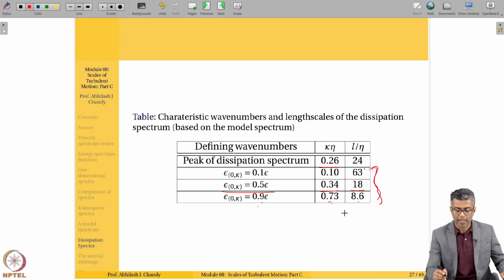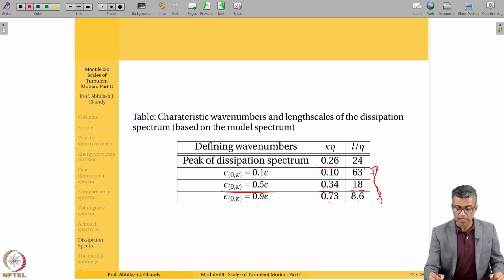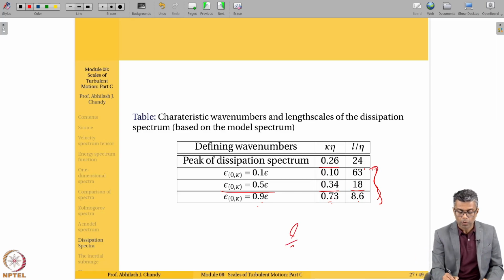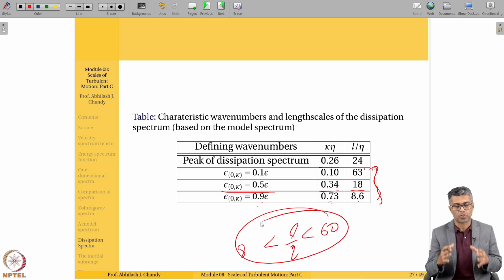But what we had realized is that 10% to 90%, so that is 80% of the dissipation, occurs between 60 eta approximately and 8 eta approximately. So when L over eta is less than 60 and greater than 8, this is where the dissipation is concentrated. So that's 80% of the dissipation. We are ignoring 20% of the dissipation. But what we said is that the bulk of the dissipation is occurring here.